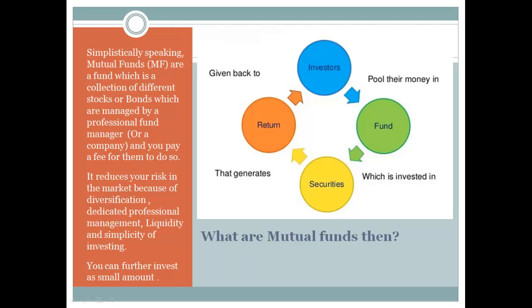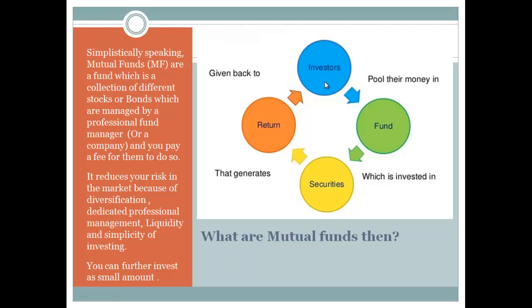So let's quickly look at this diagram. You are an investor here, and you have a certain amount of funds which you want to put into the stock market. So what are you going to do? You are going to put that money into this fund, which is the mutual fund. This mutual fund will in turn invest into securities, and once you are buying into the securities, that will generate returns, which are given back to the investors. So you are basically putting in funds which buy stocks, which give you returns, which you get. That is the easiest way I could explain to you what mutual funds are.